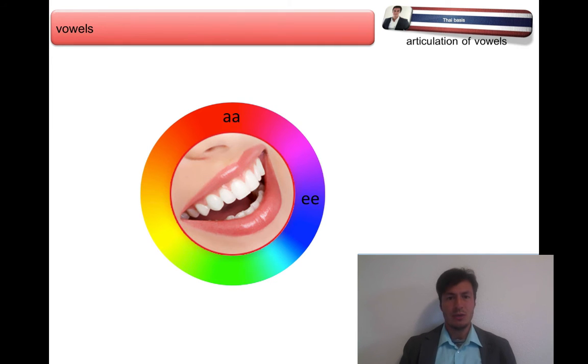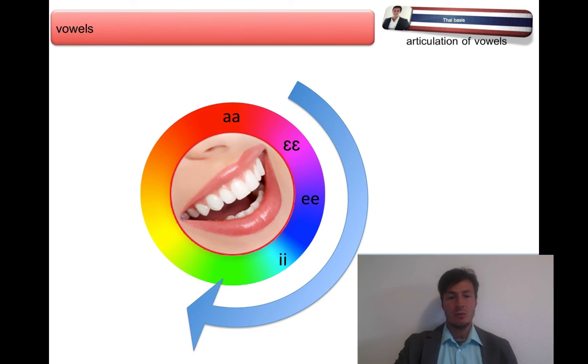And what's in between? Maybe you already heard it. The vowel in between is eh. So we can display it here. You move over via eh if you come from a towards e. And in the same way, basically you can complete the whole pattern moving clockwise with all the different vowels that are used in Thai language.